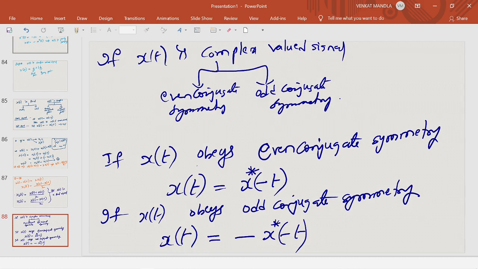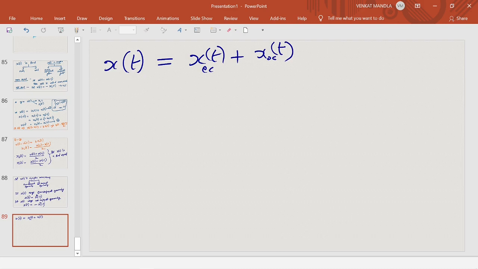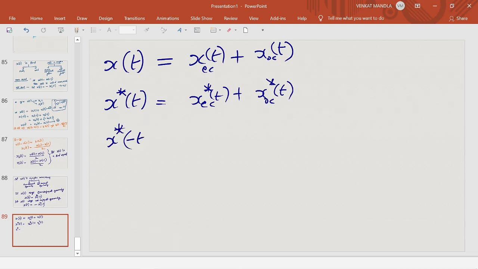Okay, next. Suppose I have x of t, then I can write this as the sum of its even conjugate part and its odd conjugate part, because these two are orthogonal signals, same as the earlier case. First, I will conjugate it: x conjugate of t equals x ec conjugate of t plus x oc conjugate of t, and x conjugate of minus t equals x ec conjugate of minus t plus x oc conjugate of minus t.